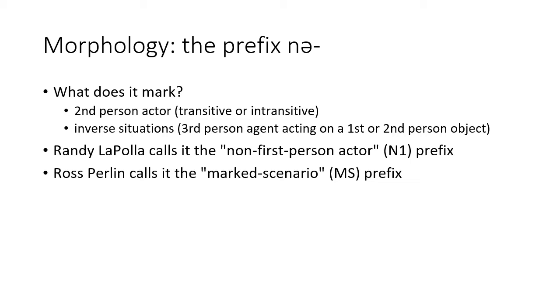So there is only one person marking prefix, that is n. Randy LaPolla calls it the non-first person actor prefix, or N1. Ross Perlin calls it the marked scenario prefix, or MS. It marks second person actor, whether transitive or intransitive, and also inverse situations where we have a third person agent acting on a first or second person object.